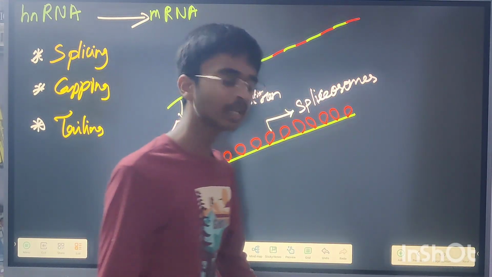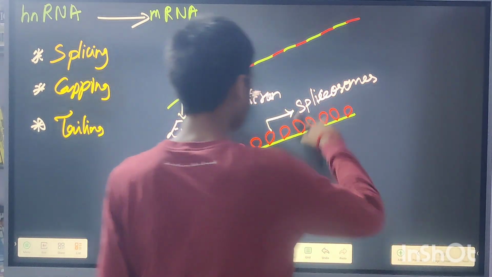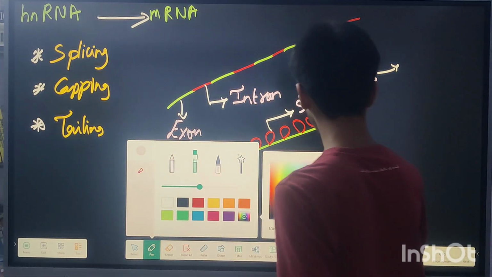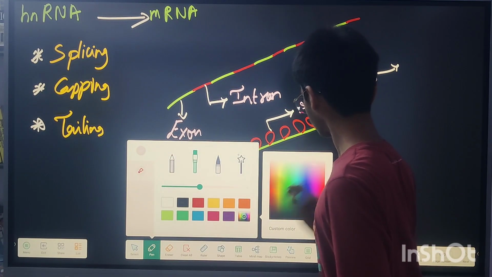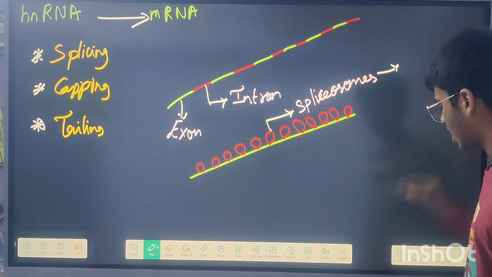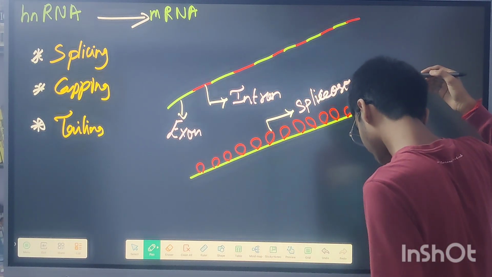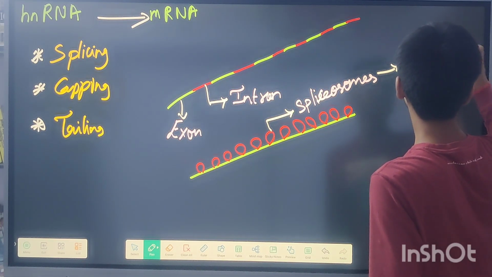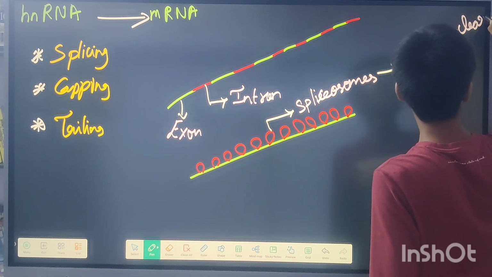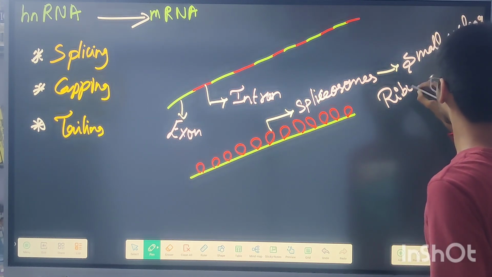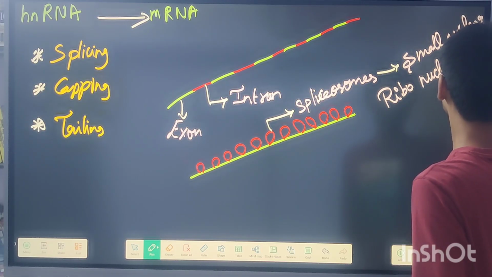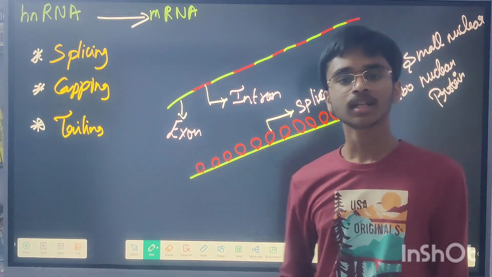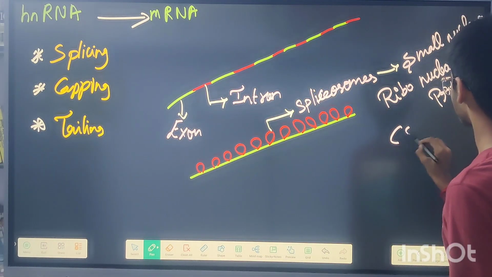So spliceosomes are there, and the spliceosome will be cut by what? It is known as small nuclear ribonucleoprotein, which is known as snRNPs.